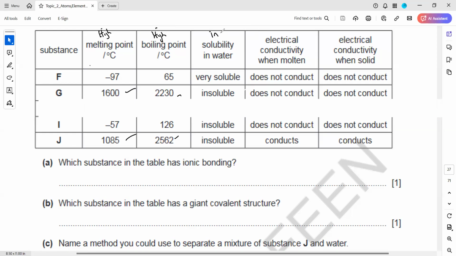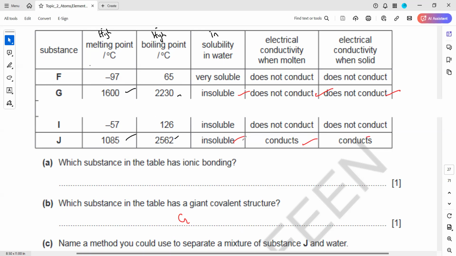It's insoluble in water, both are insoluble in water. But it doesn't conduct, sir. Electrical conductivity: a giant covalent structure does not conduct electricity, except graphite. So in general it does not conduct electricity, in molten or aqueous state. But this one conducts electricity. So which is a giant covalent structure? G should be the giant covalent. What about J? What is J?